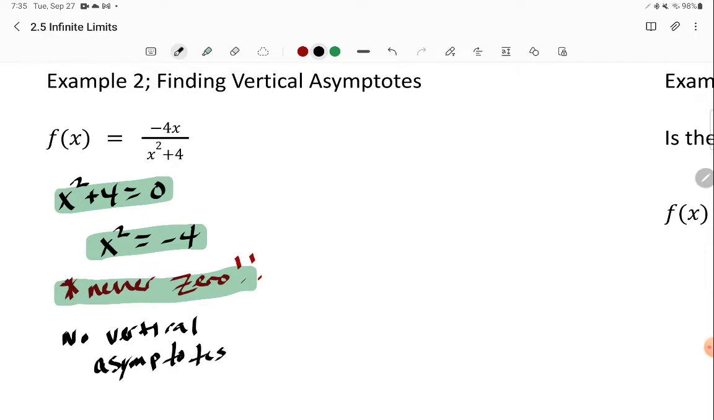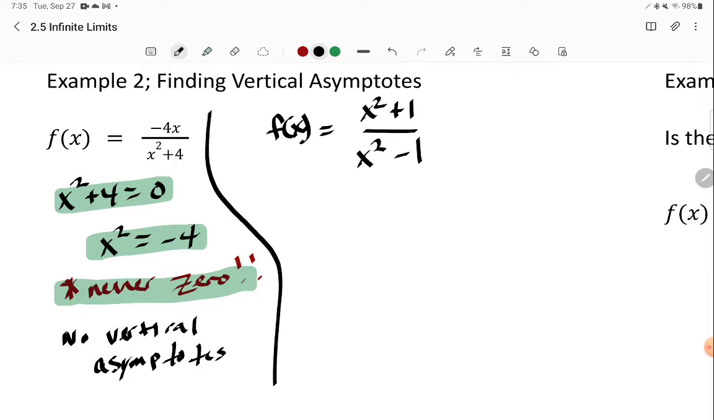Try this one. I'll give you another one here. Let's do f of x is equal to x squared plus 1 over x squared minus 1. See if you can identify the vertical asymptote on this one. Pause the video, try this, and come back and see how you did.